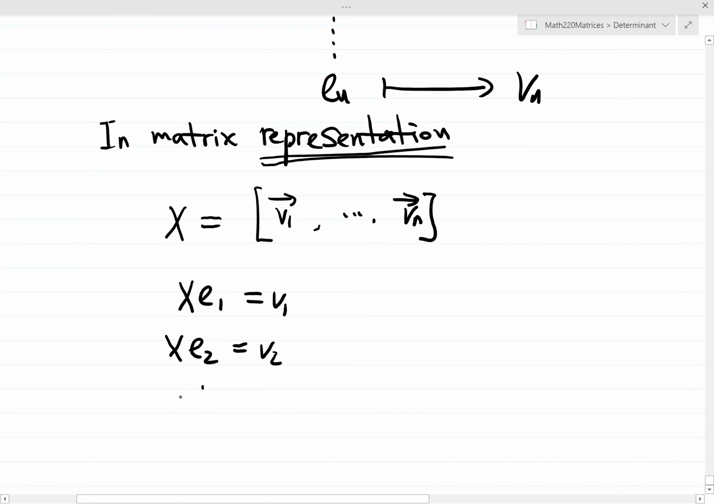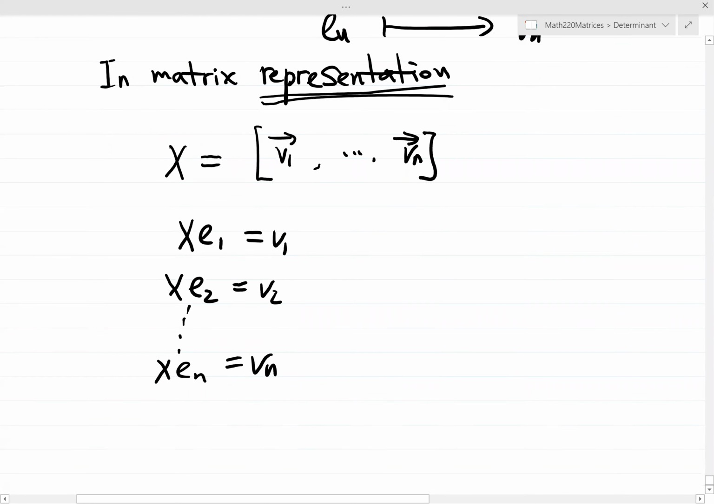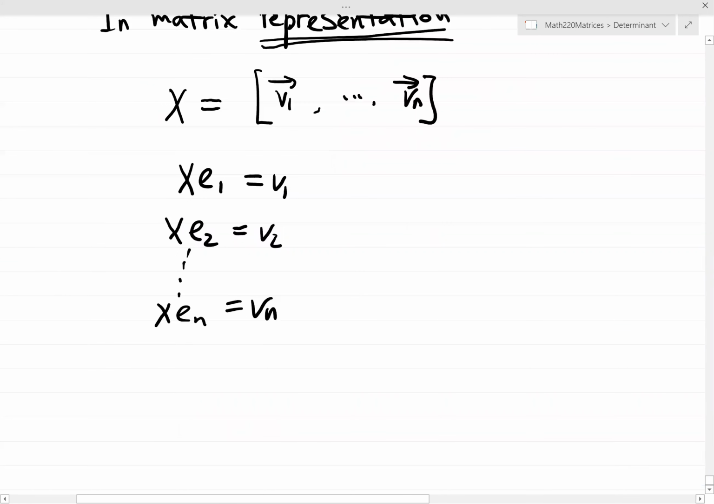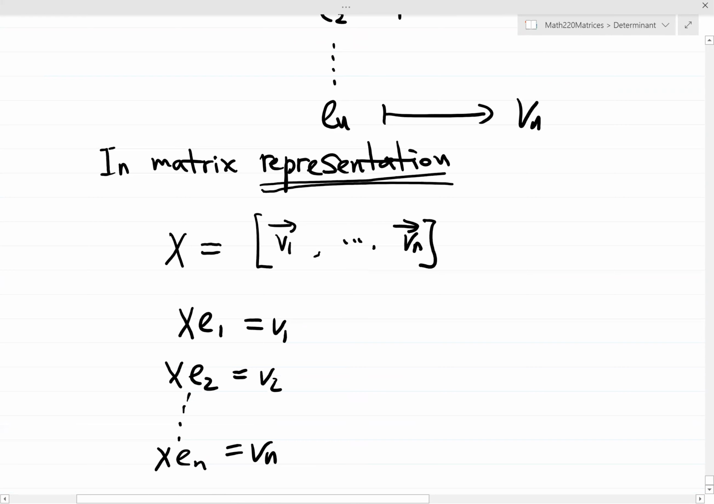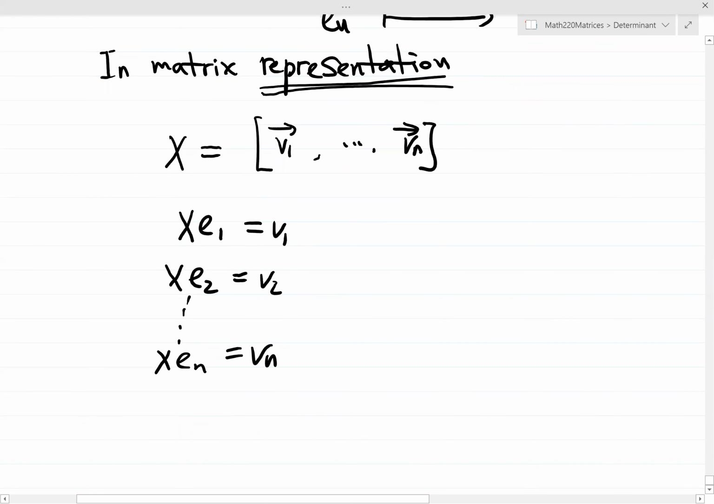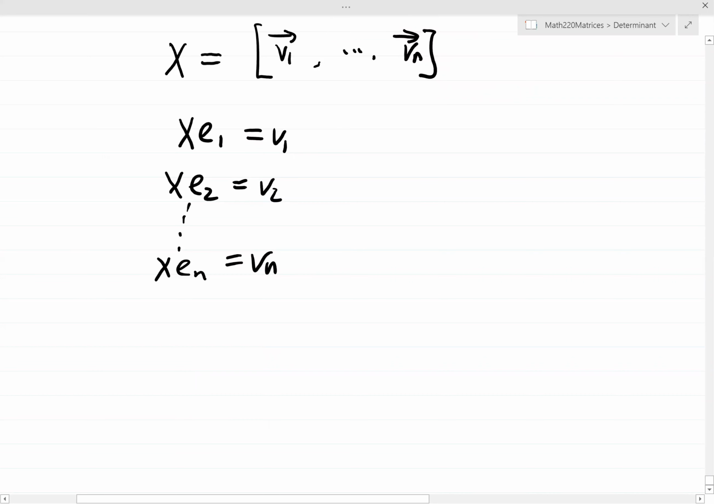Okay. Now remember, V1, V2, ..., Vn are linearly independent. So this means X is invertible. Remember change of basis: two bases, we can change back and forth between them. So X is invertible, and so we can find X inverse.